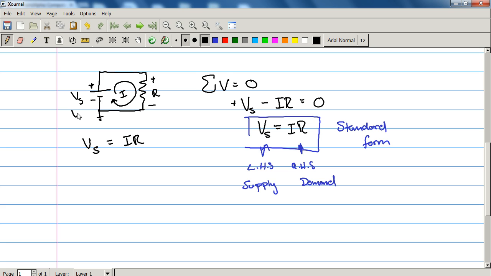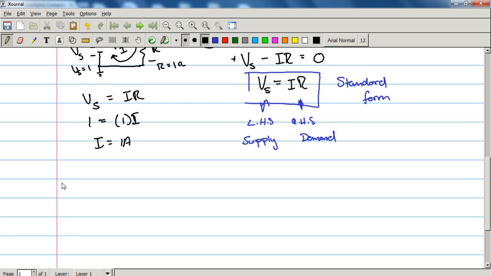Vs here we'll call 1, and we'll call R here 1 ohm. So 1 equals 1 times I, so I equals 1 amp. So the current through the system, the current through this loop, is 1 amp. That means everything that is on this loop has 1 amp flowing through it.